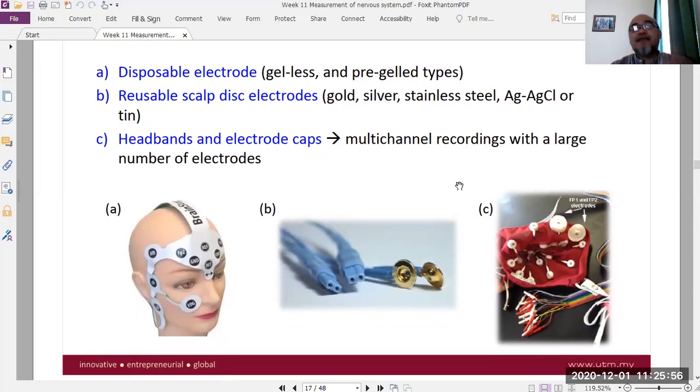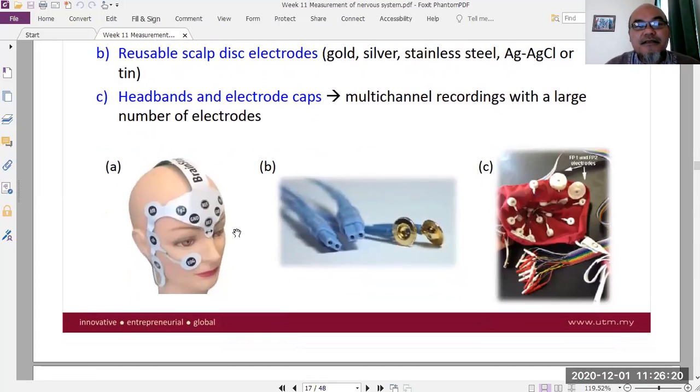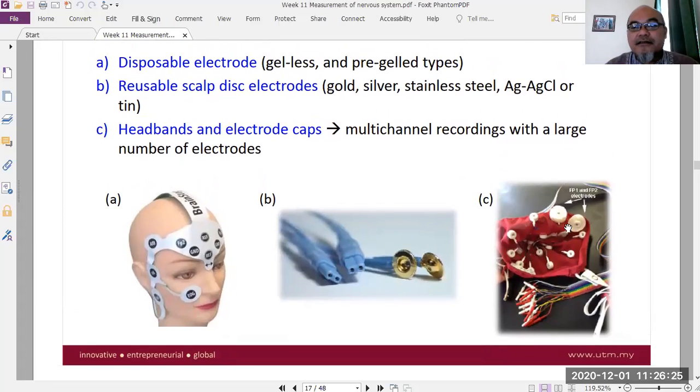And usually with EEG, you do multiple electrodes, not just a pair of electrodes, but many electrodes, so that you can really map the activity of the brain during particular mental or physical activity. So this is how it looks like. This is, I think, a headband. This is the disc electrode. This is a headband electrode cap with multiple channel recording.